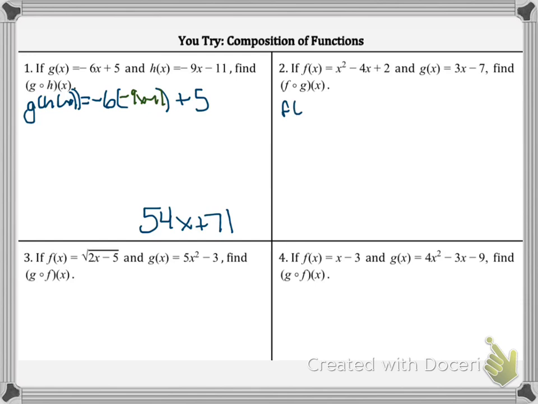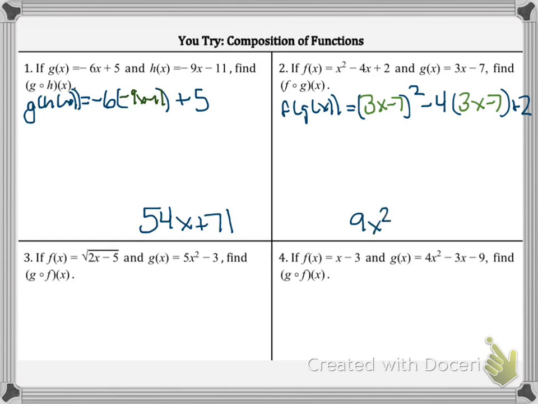The next example, f of g of x. So you start writing out the f function, x squared. So now we're going to take the 3x minus 7, and then you're going to square it, and then minus 4 times that 3x minus 7 again, and then plus 2. Then when you finish that problem out, the final answer is 9x squared minus 54x plus 79.